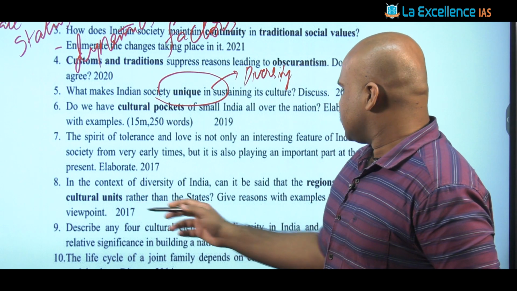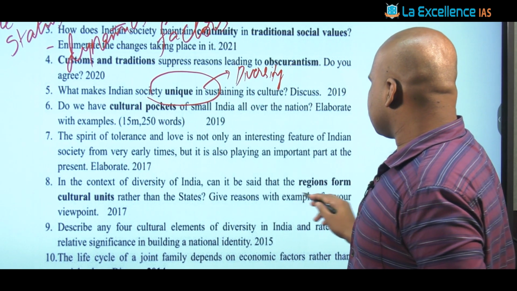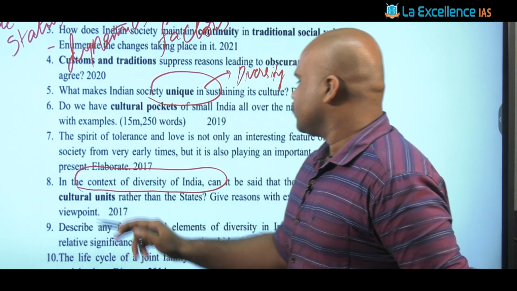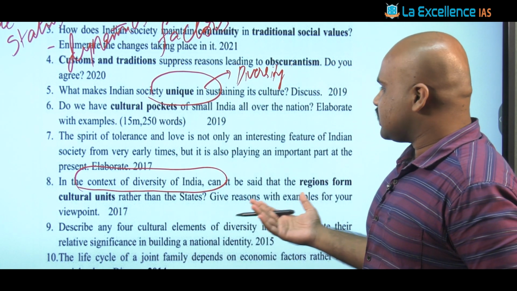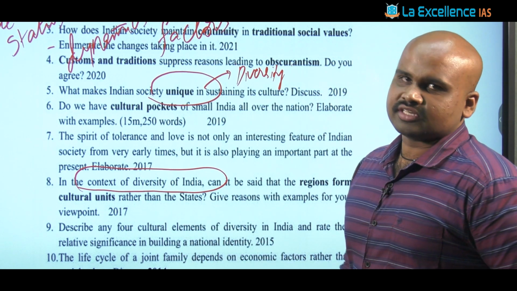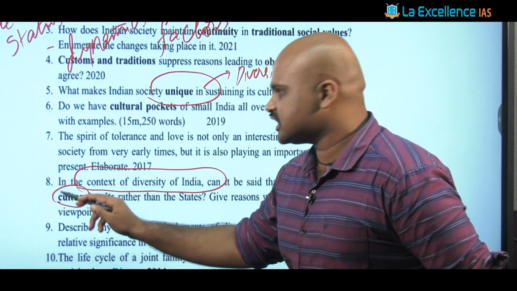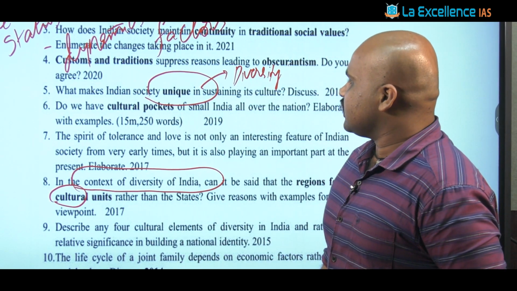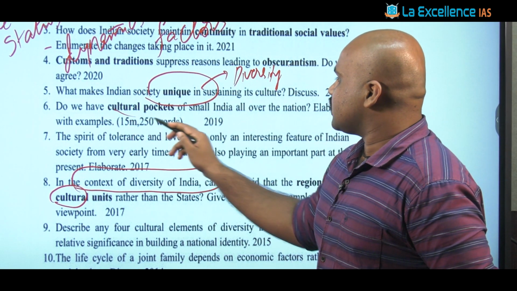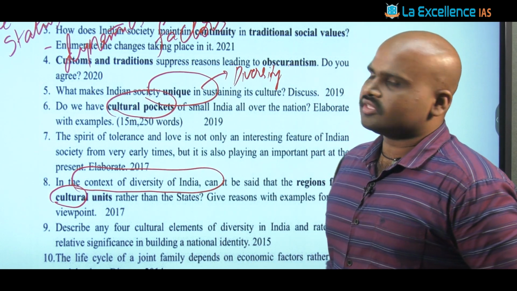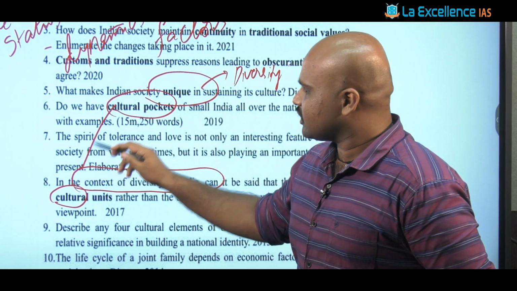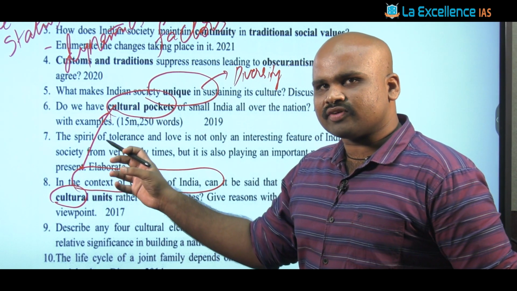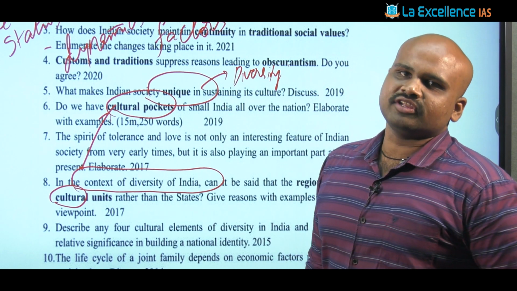And when you look at regions with respect to this particular format, in the context of the diversity of India, it was said that regions form cultural units rather than states. So it is again talking about the specific cultural traits and cultural diversity that exist. Again, there is one more question: do we have cultural pockets of small India all over the nation? Again, it is asking about cultural diversity. See, one way or another, these are ways of putting the question of diversity as a salient feature of Indian society.